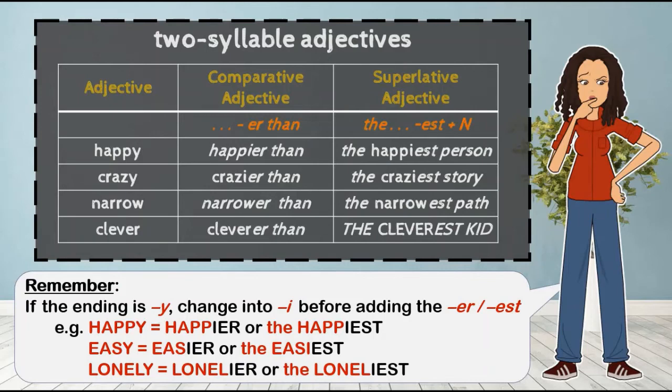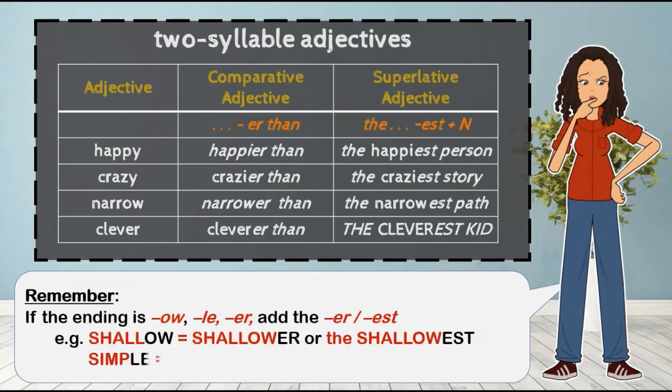Happy, you change the Y into I, becomes happier or the happiest with I. So any adjectives that consist of two syllables ending with Y, you need to add ER for comparative and EST for superlative. The other two-syllable adjectives are the ones ending with OW, LE, and ER. For example, like narrow, so you add ER, narrower, narrowest. And then ending with LE like simple, simpler or the simplest, and ending with ER like clever. You say cleverer or the cleverest. Okay, so this is the first rule for the two-syllable adjectives.